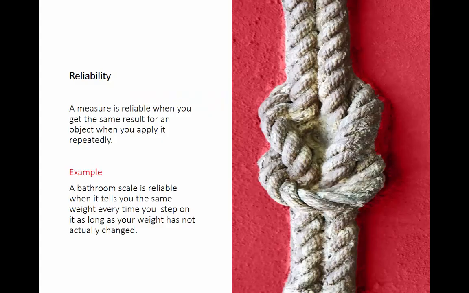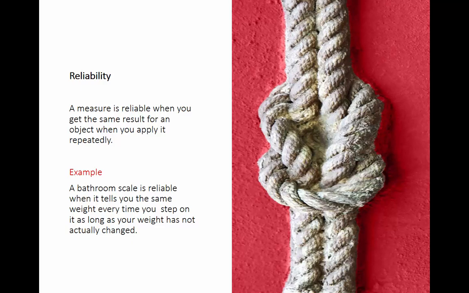And reliability, just to recapitulate a little bit: a measure is reliable when you get the same result for an object when you apply it repeatedly, right? Think of the example, me stepping on my bathroom scale. If I do get the same result, then my bathroom scale is reliable. It doesn't mean it's valid, right? Because it can still be off.